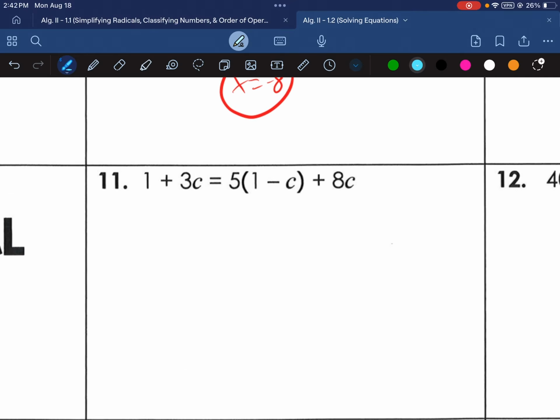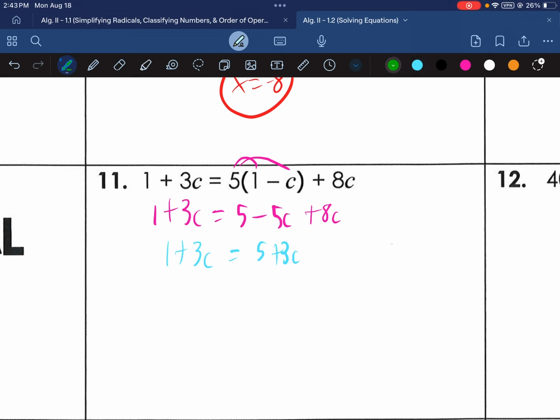Now it's time for some special cases. So on number 11, we would first start by distributing this 5. There are other ways you could start that aren't necessarily incorrect, but that's just the way I would start first, my personal preference. 1 plus 3c is equal to 5 minus 5c plus 8c. Now I'm going to go ahead and combine these c's and get 1 plus 3c is equal to 5 plus 3c.